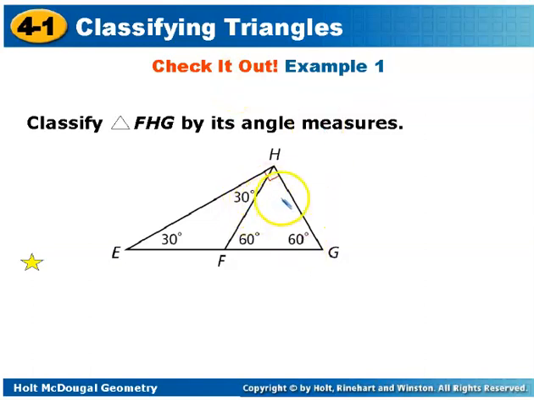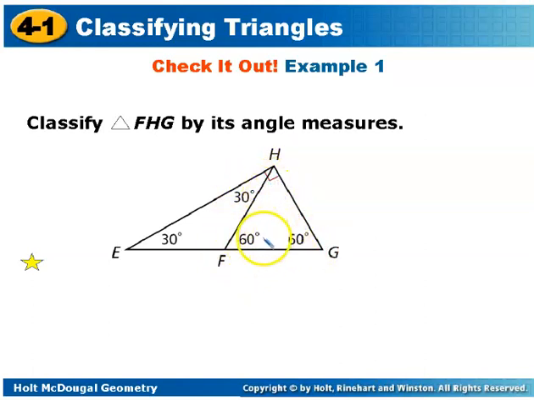Okay, let's take a look at this. We want to classify FGH, or sorry, FHG. It could be named either way. When we name a triangle, we just need to make sure we're using the letters. The order may not necessarily matter, but formally, we typically try to go in alphabetical order if we can. We can't always do that.